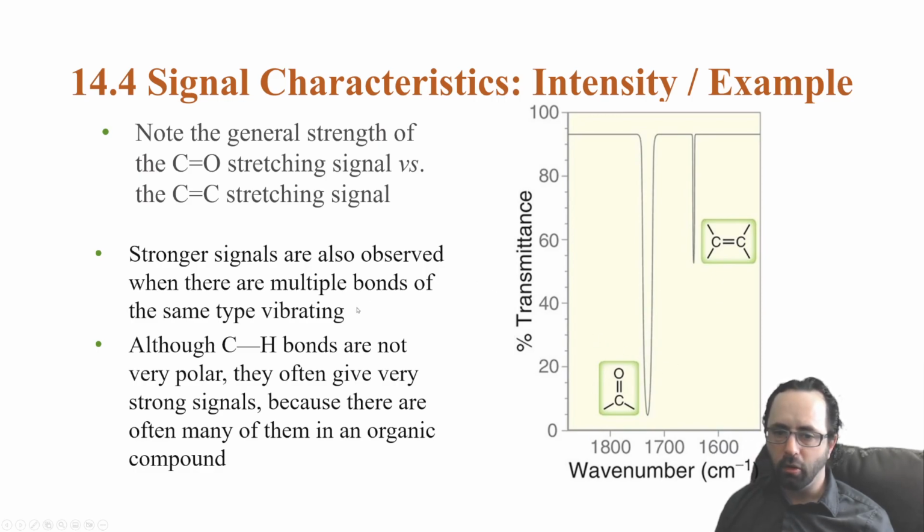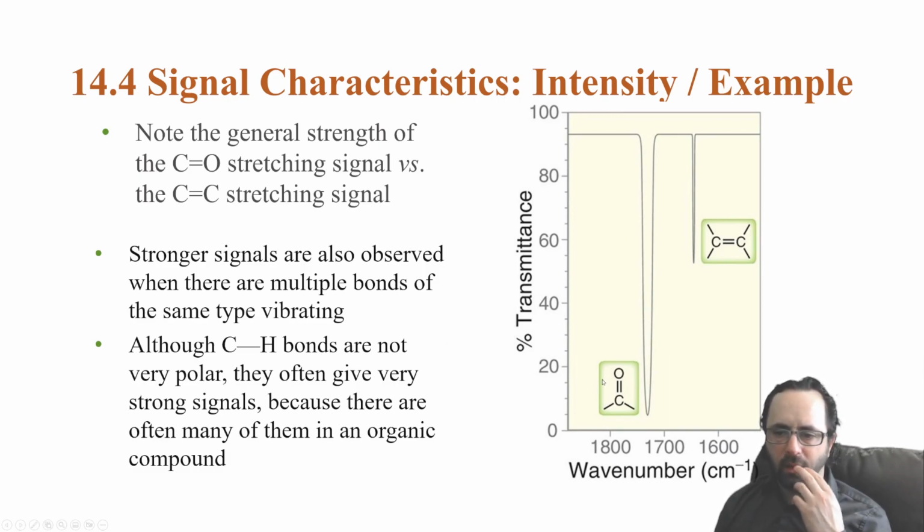Stronger signals are observed when there are multiple of the same types of bonds. So if you've got two alkenes, for example, at the same stretching frequency, you might get a bigger peak here, or a little bit wider peak as well, because you have two different signals very close to the same frequency.